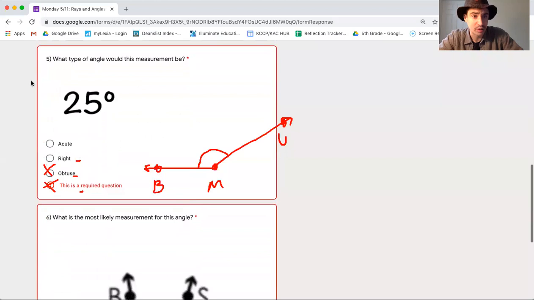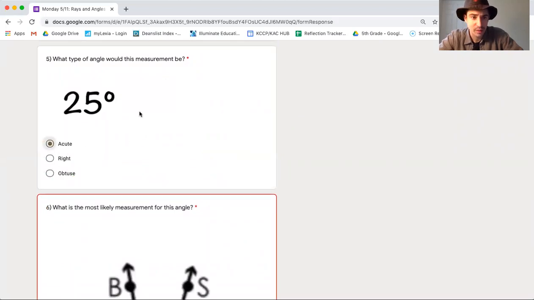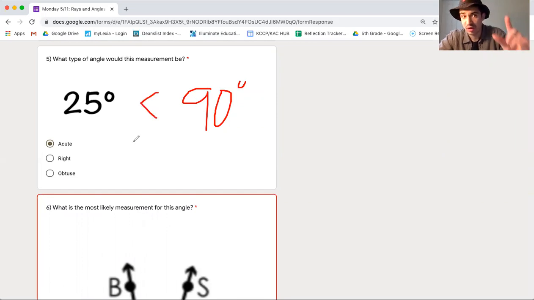Now, 25 degrees, what would this measurement be? I can now erase this drawing. 25 degrees, I'm going to first compare that to 90 degrees, which is my right angle. 25 degrees is less than 90 degrees, so it's a pretty small angle, and like Denisha's dog Tina, it's so acute. An acute angle is less than 90 degrees.